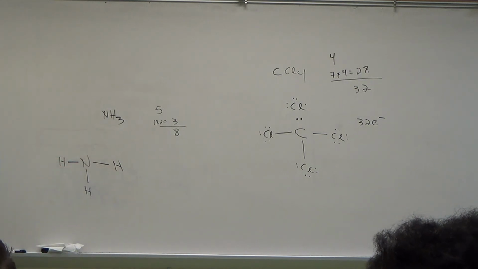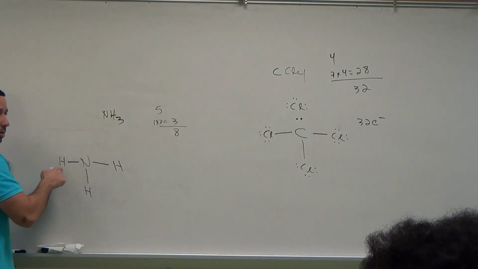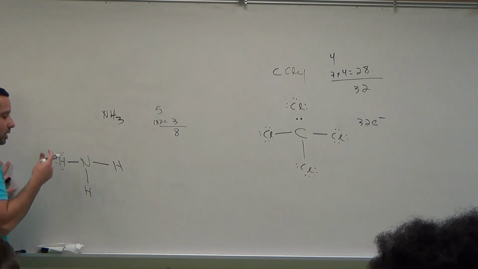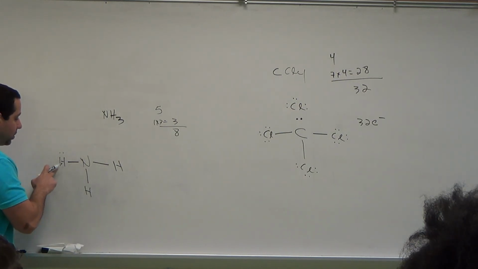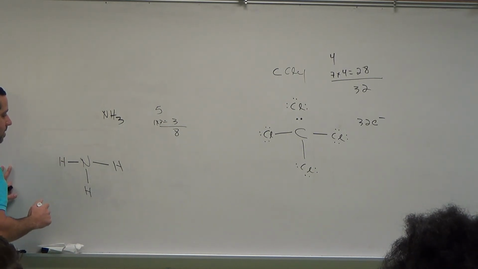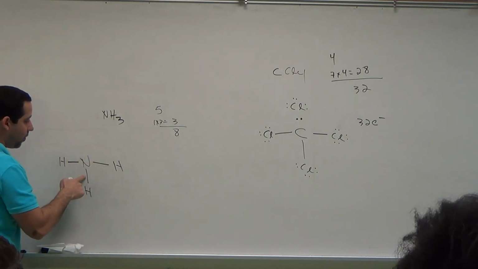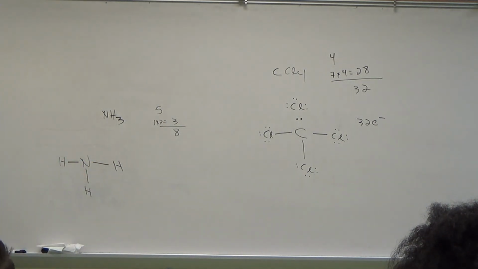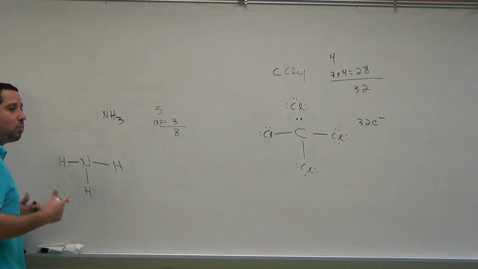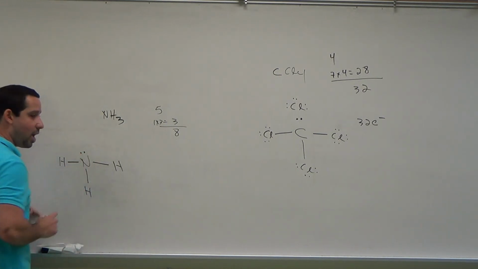I have to fulfill the octet rule for the ones that are outside. Now, does the octet rule apply to this? Is it 8? No, it's hydrogen. Hydrogen does not need 8 to have a noble gas configuration. Hydrogen only needs 2. So that hydrogen is happy. I have to count. 2, 4, and 6. There are 6 electrons there. How many do I need? I need 8. I need 2 more. I am going to place them on the central atom.